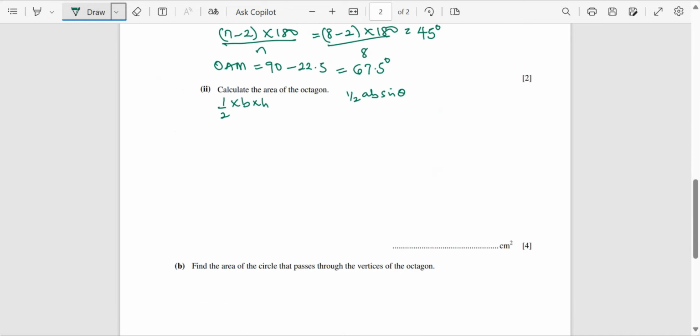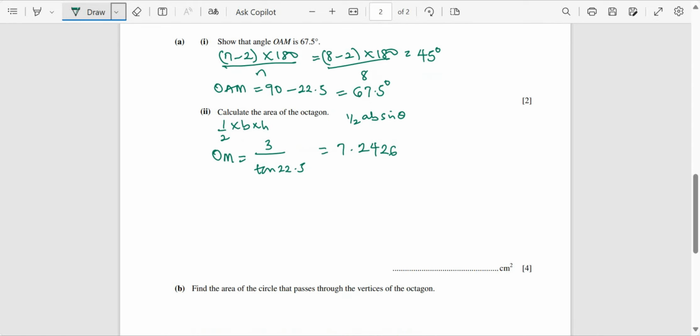Let's write it here. OM equals 3 divided by tan 22.5. So we get our calculator. 3 divided by tan 22.5, and that gives us 7.2426. We're going to write this to 4 decimal places because we still need this value to calculate the next question.